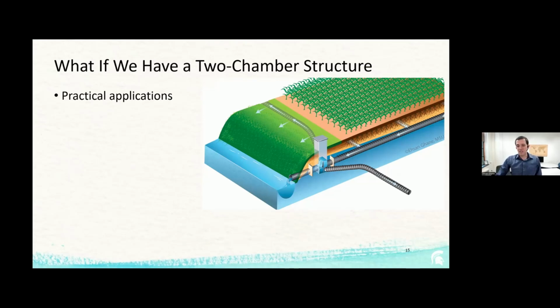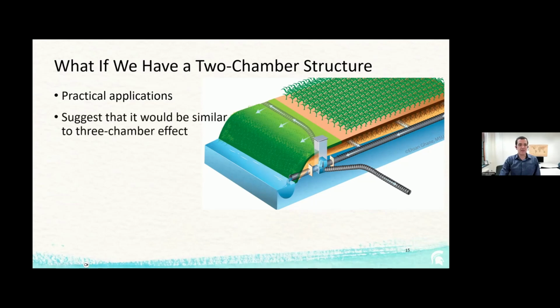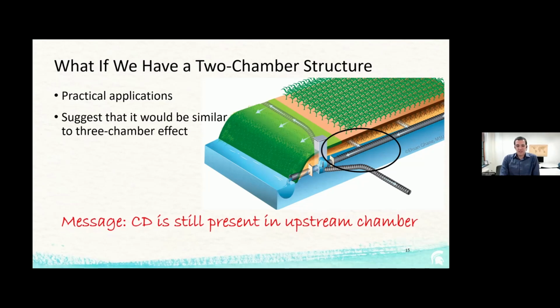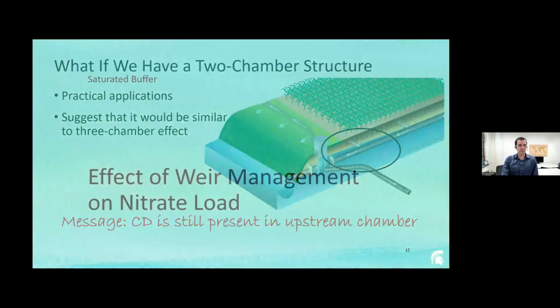I know in Iowa they use these commonly. And you can see the distribution pipes goes into the upstream chamber. And even in these, we speculate that likely the same things are happening based on the water balance and how water moves in the soil. These would have similar effects in both of those systems, both of those structures. So again, even in the 2-chamber structure, you still have this effect of the upstream chamber.